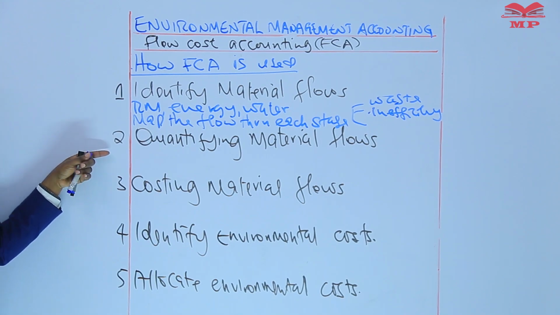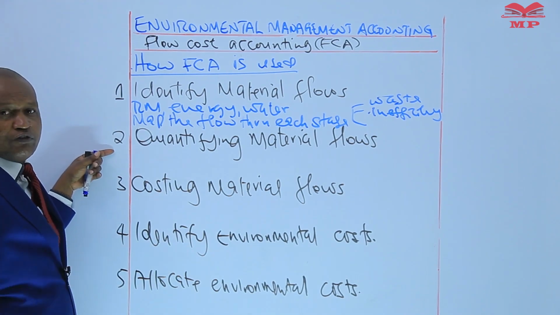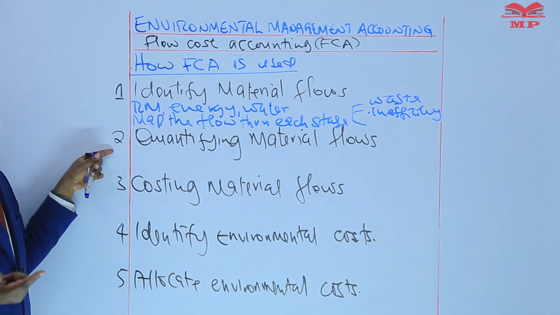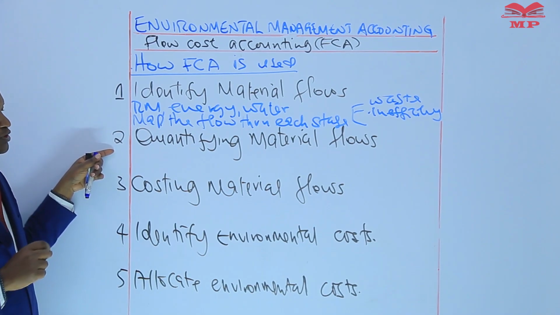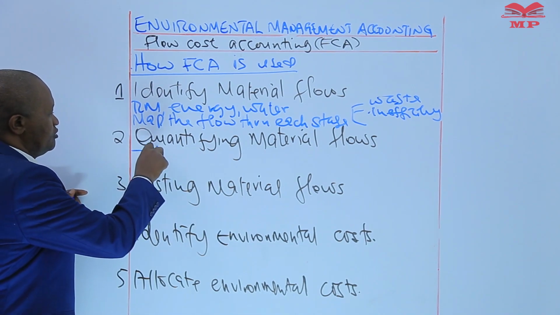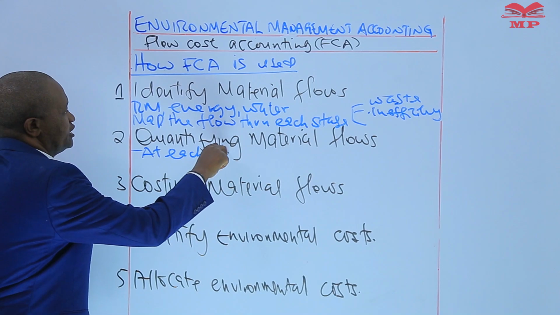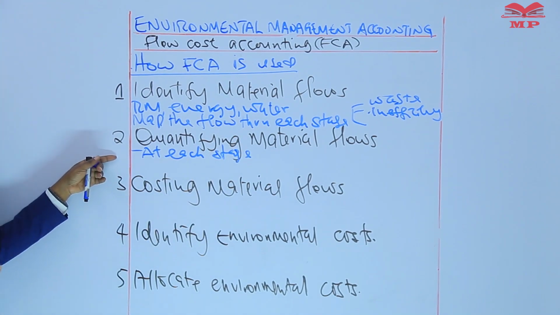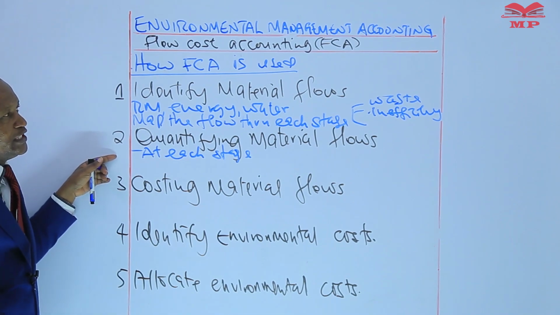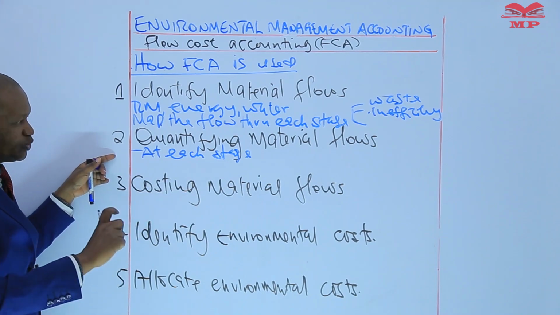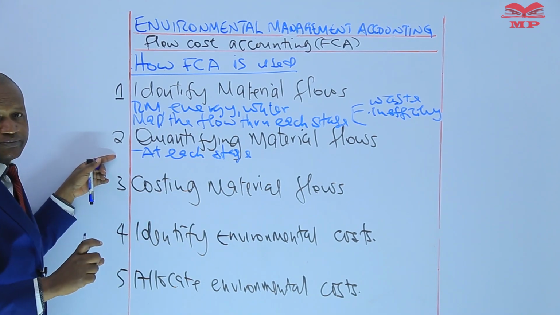Do you understand? Then in step number 2, quantify the material flows. Quantify the amount of each material used at each stage of processing the materials. It's not like the input-output analysis where we are only tracing inputs and outputs. No, this is done at each stage.